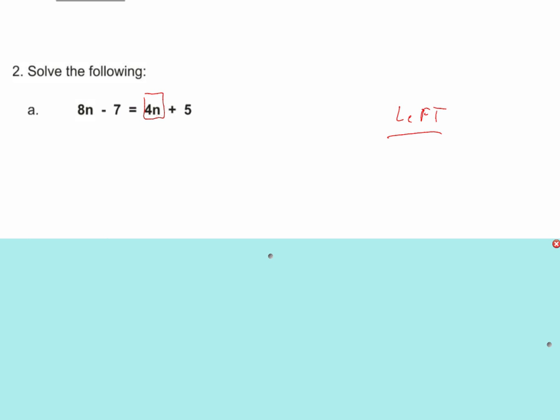Nia, what do you want to try? And by the way, you might as well try something, right? Because you can't get anywhere if you don't do anything, so try something. Nia, what do you want to do? 8n minus 4n. So you want to add negative 4n to both sides? Is that what you're saying? So you want to do like this, and don't do anything yet. We're just taking possibilities. So that's what Nia wants to do.